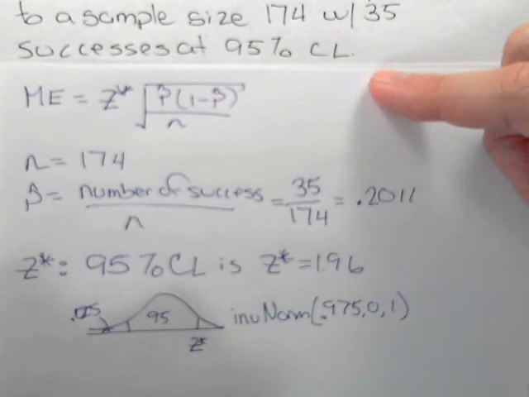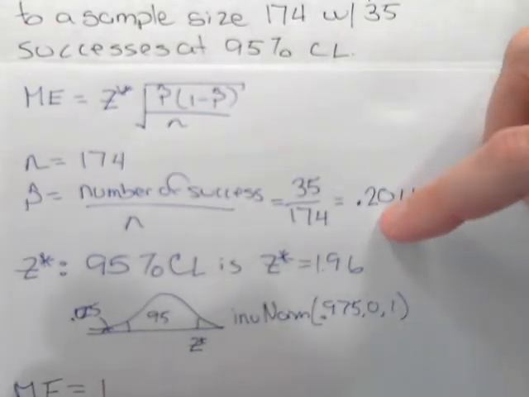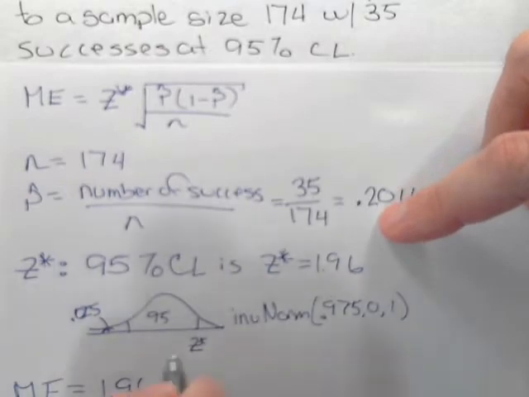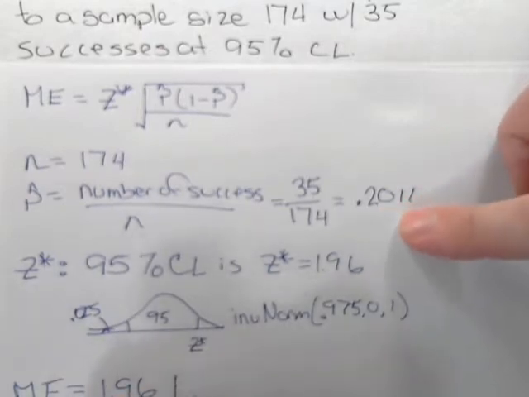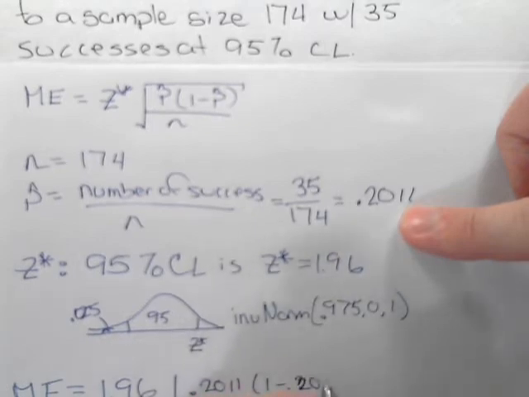Okay, so substituting these values in for the margin of error. Margin of error is equal to z star, 1.96, times the square root of p hat, which is 0.2011, times 1 minus 0.2011, divided by the sample size, which is 174.